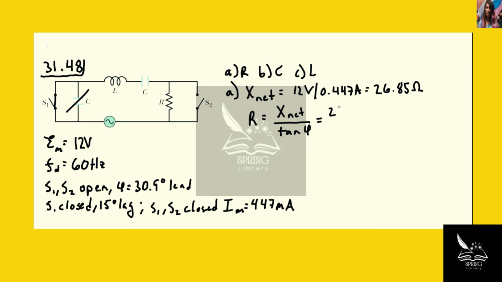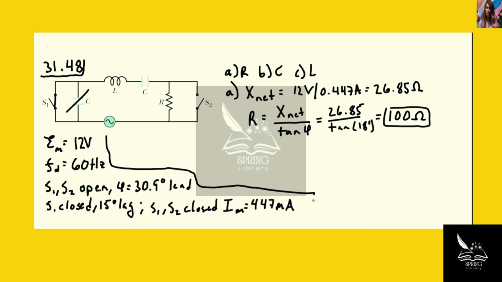So this is 26.85 ohms divided by tangent of 15 degrees. And so we discover that the resistor has a value of 100 ohms. Just sort of fence this off.